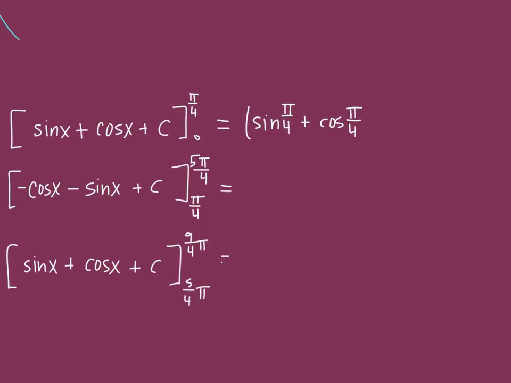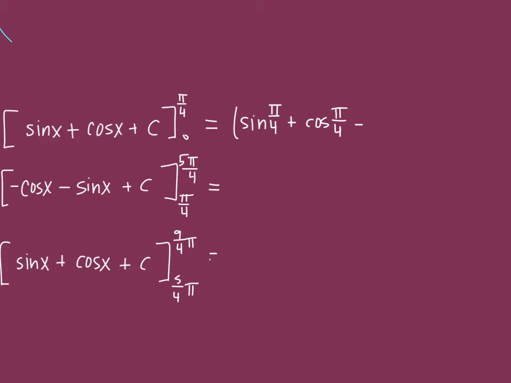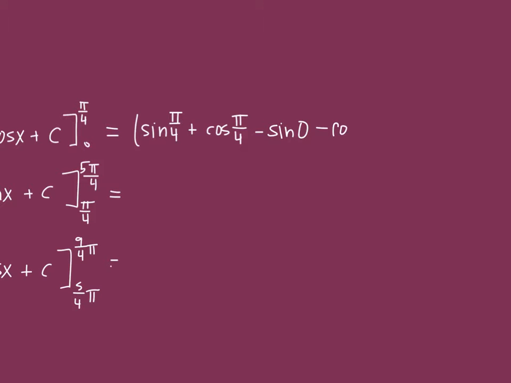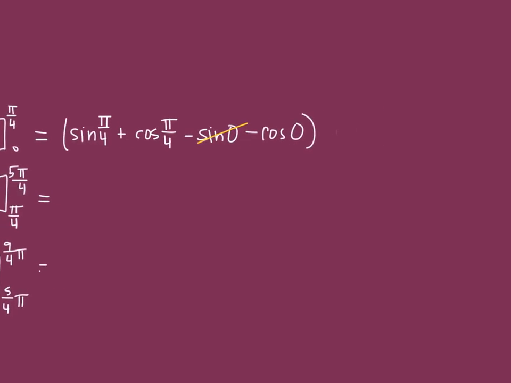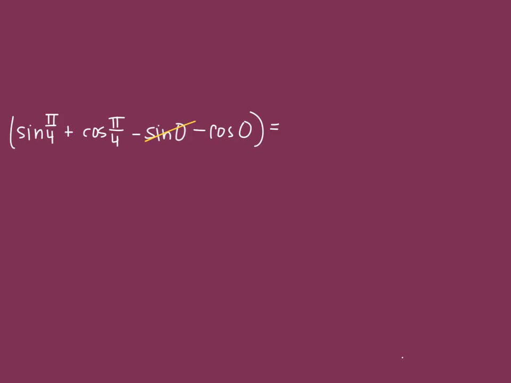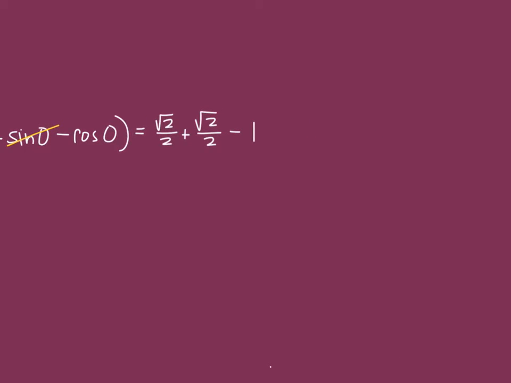plus c, which will cancel out, minus the sine of 0 minus the cosine of 0. Now don't make the foolish mistake of just thinking that the cosine of 0 and the sine of 0 both cancel out. The sine of 0 for sure does, that is 0, but the cosine of 0 is not. And so for this one we'll end up with rad 2 over 2 plus rad 2 over 2 minus 1, which when you add rad 2 over 2 to itself, you end up with rad 2 minus 1.